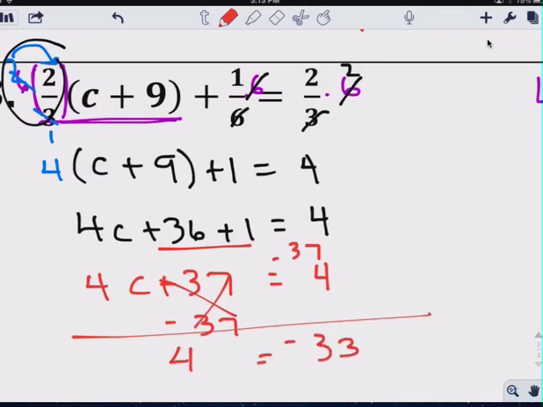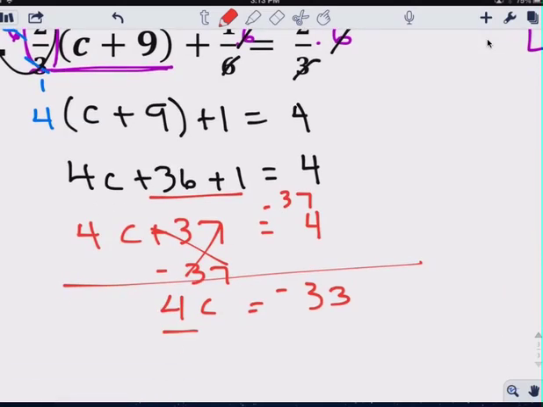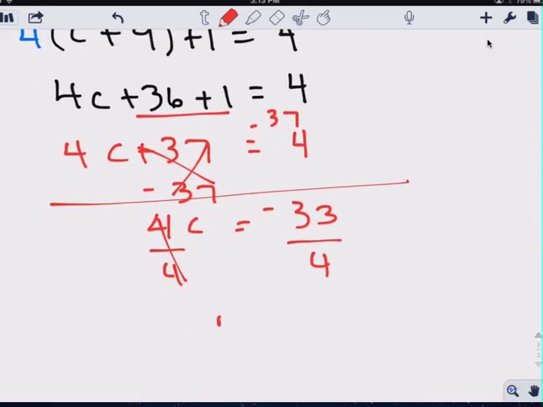Equals 4c. Divide by 4. 33 divided by 4 is 8, remainder of 1, right? Correct? 33 divided by 4 is 8, remainder 1, with the denominator 4. Don't forget your negative.